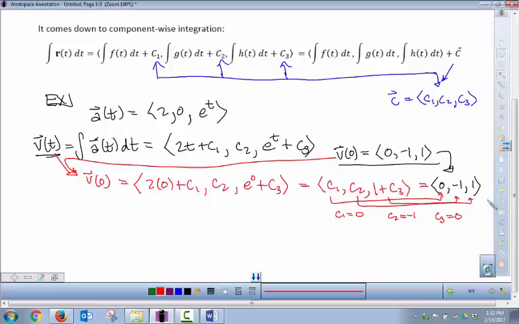No? We good? All right, so now that we know that, we can actually confirm that based on what we found to be our c1, c2, c3, our velocity function is going to be 2t plus 0, comma, -1, comma, e to the t plus 0, and that's your velocity function. Does that make sense?